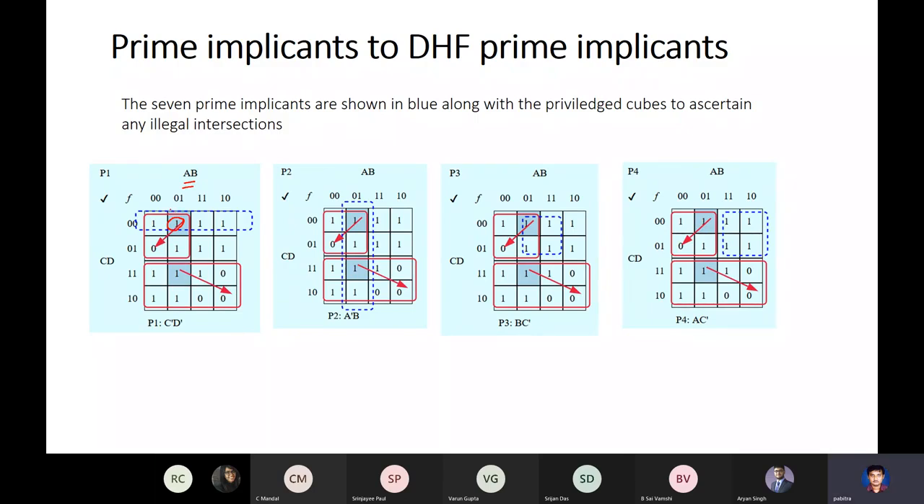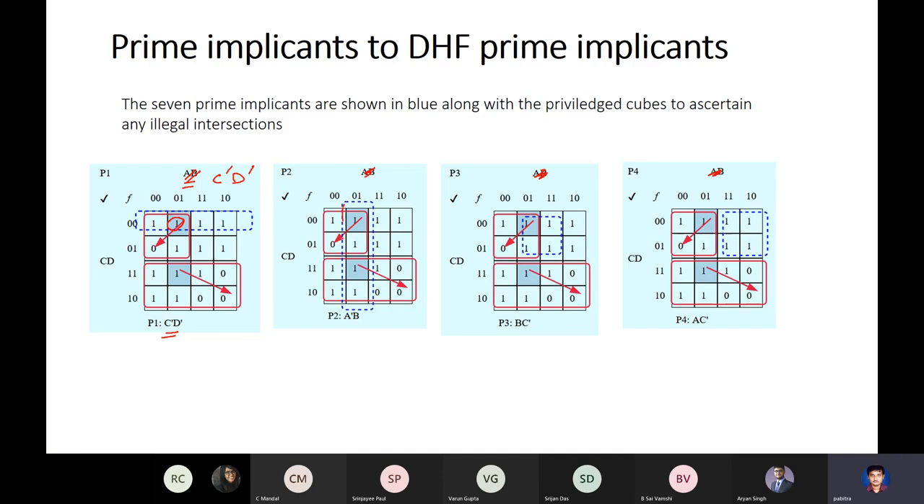No, I think I have made a mistake. This will not be AB. This will be C prime D prime. Sorry, I did not edit this. This is C prime D prime. Oh, sorry, it's written here. This is C prime D prime. Yes.